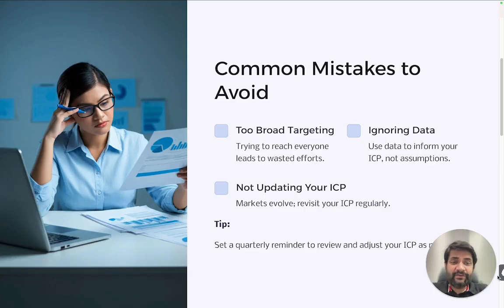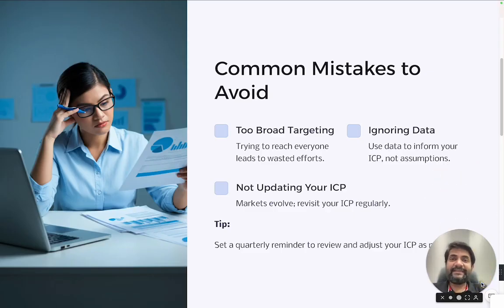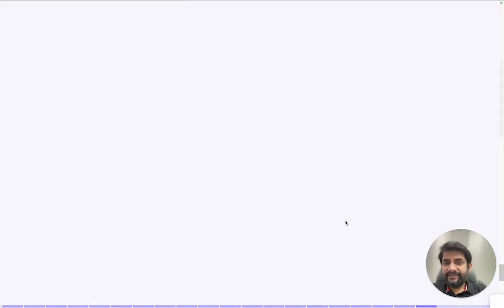Ignoring data: use data to inform your ICP, not assumptions. Not updating your ICP: markets evolve, revisit your ICP regularly. Set up a quarterly reminder to review and adjust your ICP as needed.